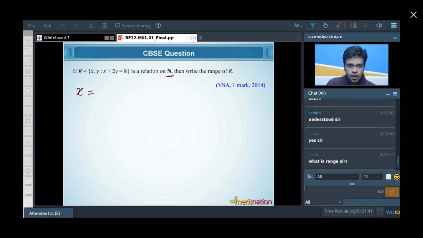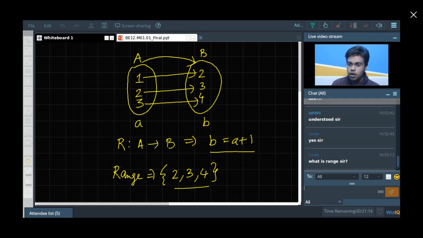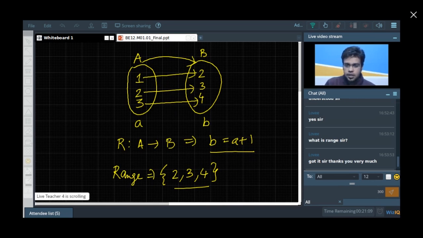What is the range? Let me explain, as I explained what the relation is. It is the criteria by which we map elements from A to B. So all those elements of B which are mapped, the range is the collection of all those elements which are mapped by the set A. So the range will be 2, 3, 4, all those elements which are mapped from set A. Is that clear, Lavi?